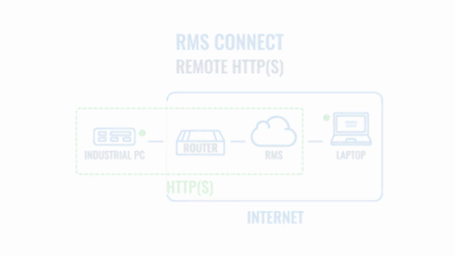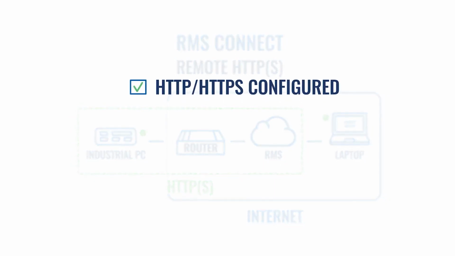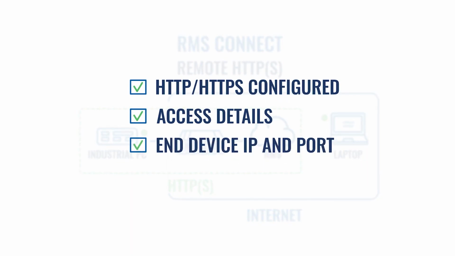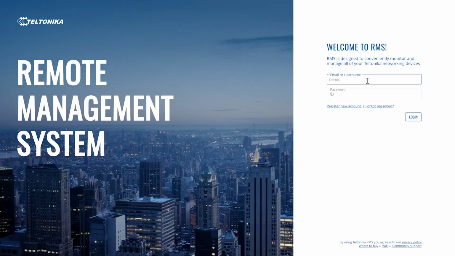Before we start the configuration, make sure you have HTTP or HTTPS configured, have access details, know the IP address and the port. Also, you must have the end device connected to the RMS device. Let's connect to RMS.